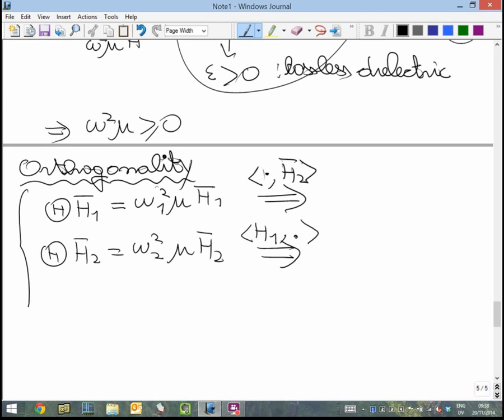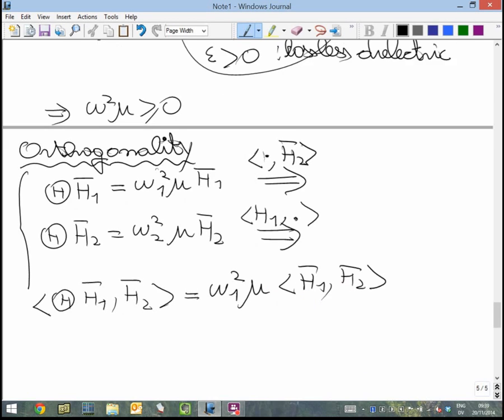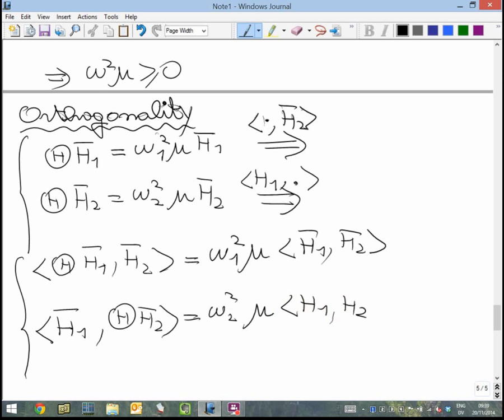So what does this give us? Well, for the first equation, we have theta H1, H2 equal to omega 1 squared mu H1, H2. That's our first equation. For the second equation, we get H1, theta H2. And for the right-hand side, omega 2 squared mu H1, H2.